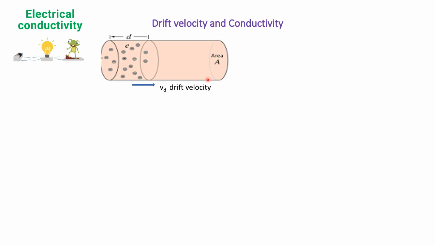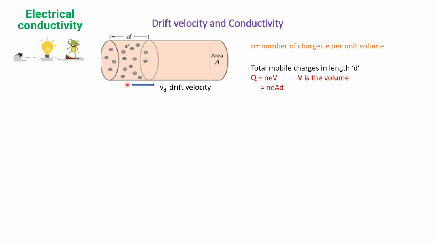Electrical conductivity. It is the measure of the ability of the conductor to conduct electricity. So let us discuss the relation between drift velocity and conductivity. Consider a cylindrical conductor of area of cross section A. Let d be an elementary length of this cylindrical conductor. If n is the number of charge carriers per unit volume, we can find the total number of charge carriers in this elementary volume of length d.